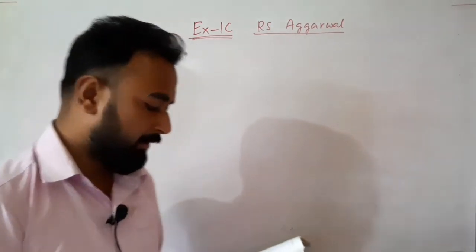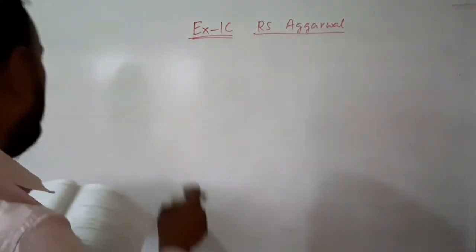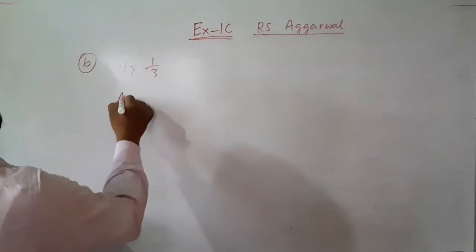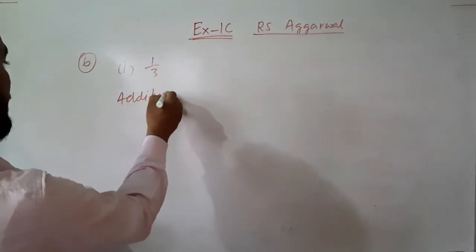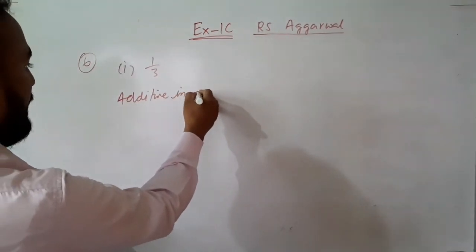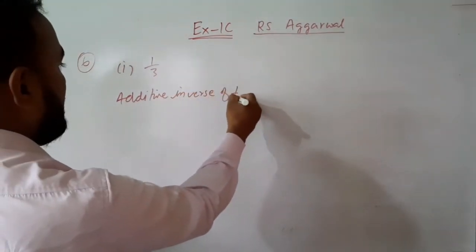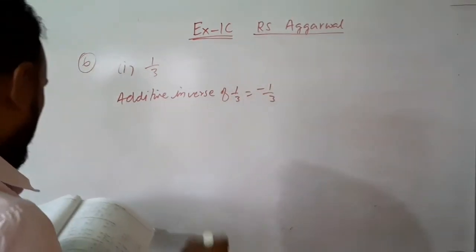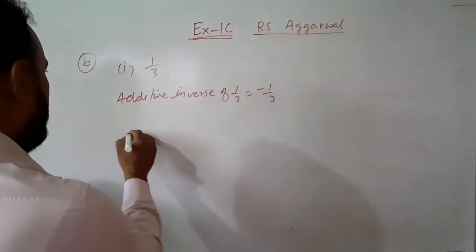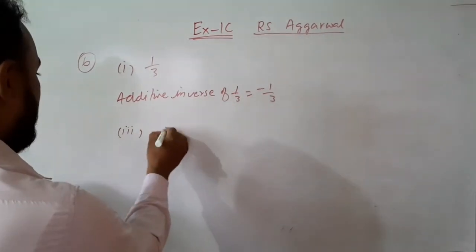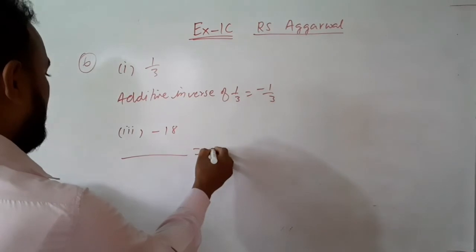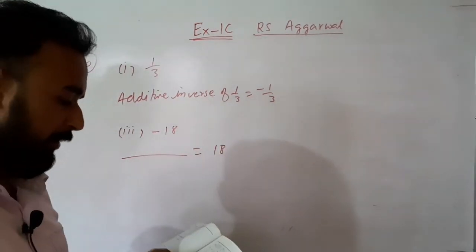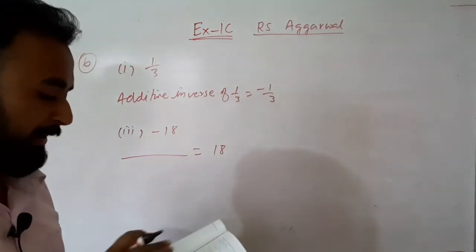As I told you, whenever you are asked to find the additive inverse, for example, you have been given the number 1 by 3. So the additive inverse of 1 by 3 is minus 1 by 3. As I told you, you only have to change the sign. Next, if you have been given minus 18, what is the additive inverse of minus 18? That is plus 18. So I hope you all understand how to solve question number 6. You have to find the additive inverse.